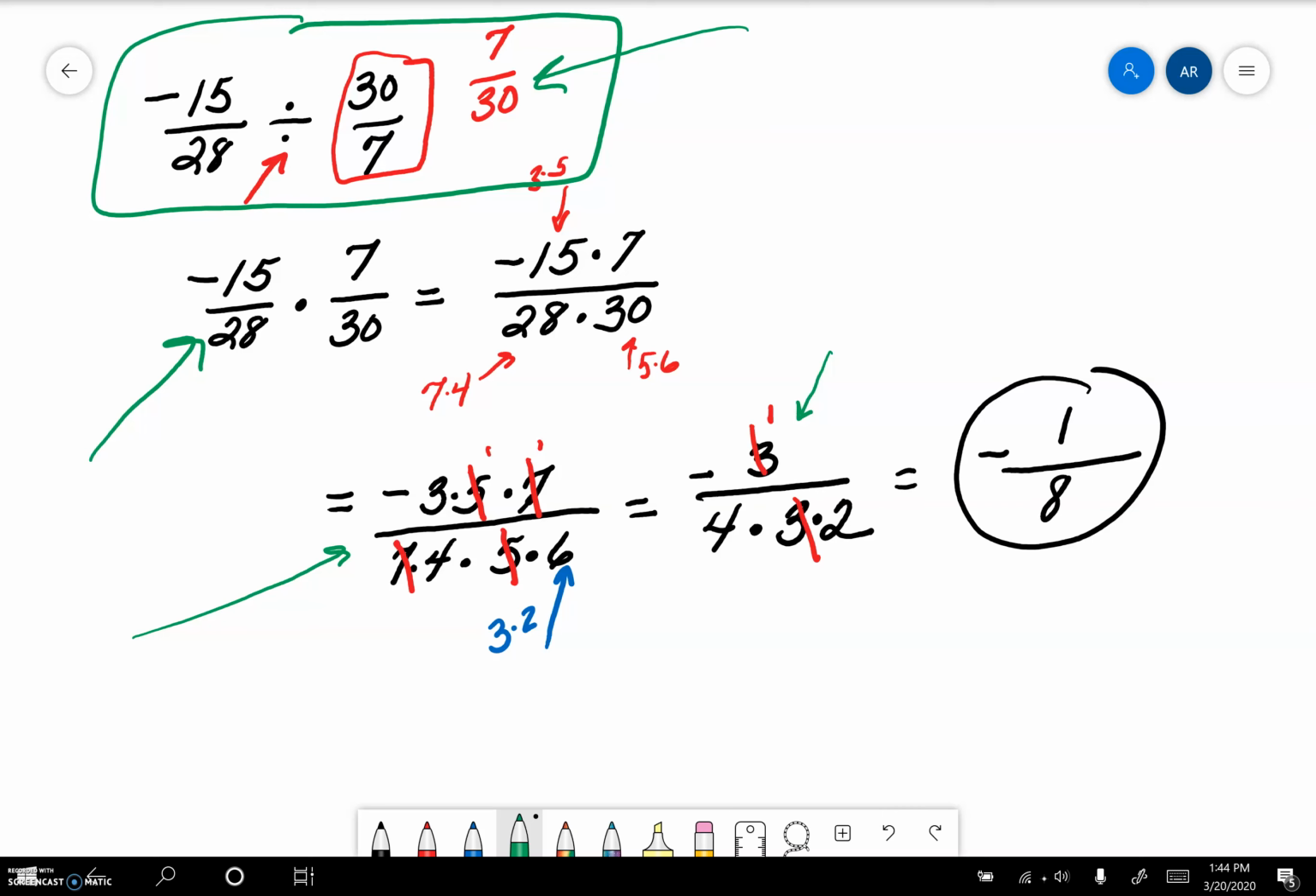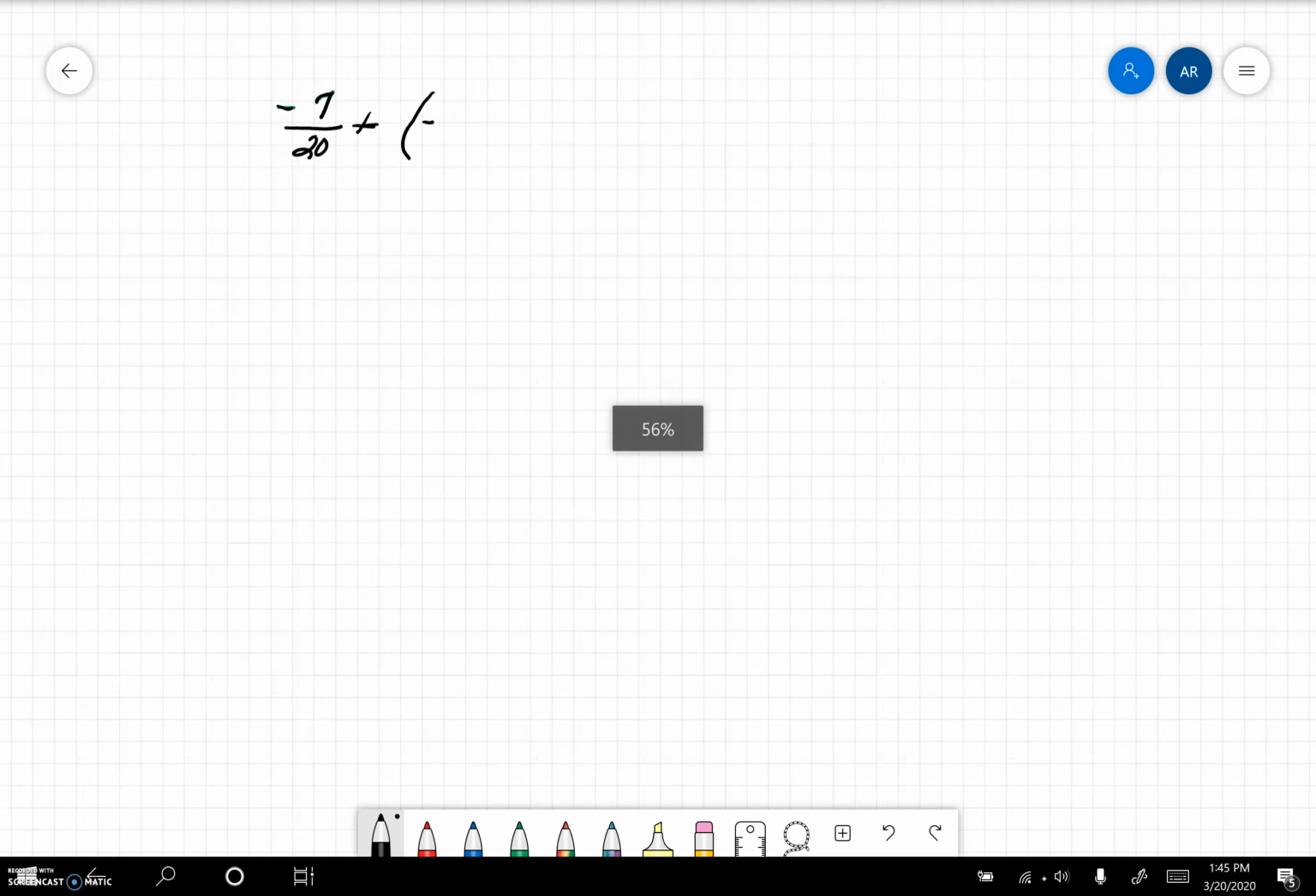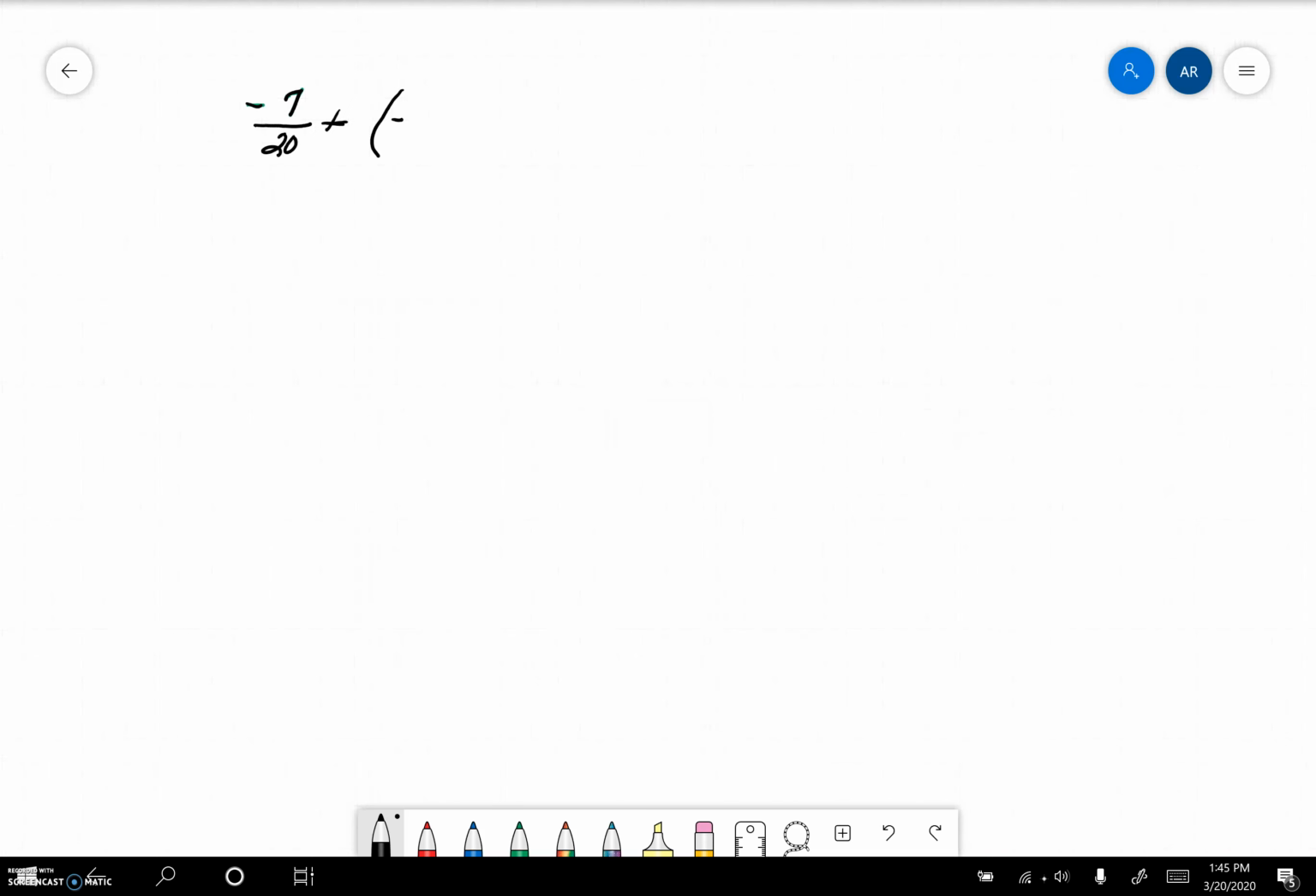Okay, moving on to the next one. So now we're going to add fractions. So if I have negative 7 over 20, and I want to add that, and I'm putting this in parentheses only to protect that negative sign. So this is 9 over 20. All right.